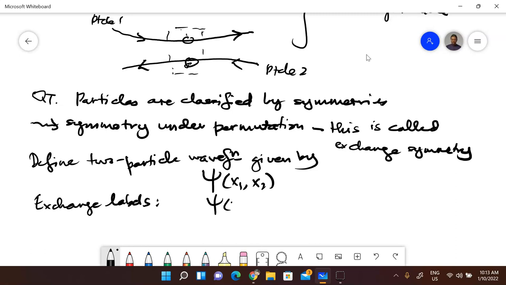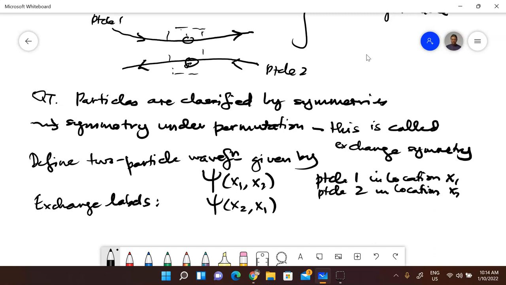So how do we understand this? If this is distinguishable, so this is particle one in location x1, particle two in location x2. And in this one, it's particle 1 in location x2, and this is particle 2 in location x1.